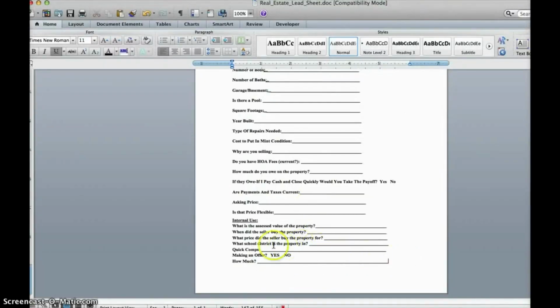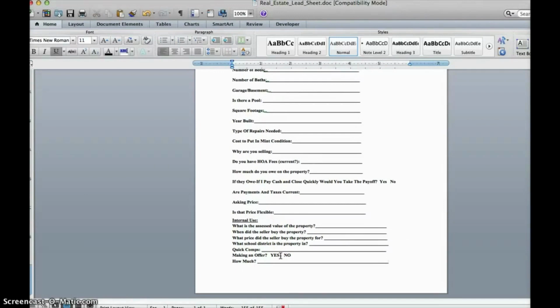Okay, and then after you get all of that information filled in, you're going to decide if you want to make an offer or not. If you decide yes, then go ahead and call them back and let them know what your offer is. If they'd like to accept that offer, then you go about getting the contract, property under contract.